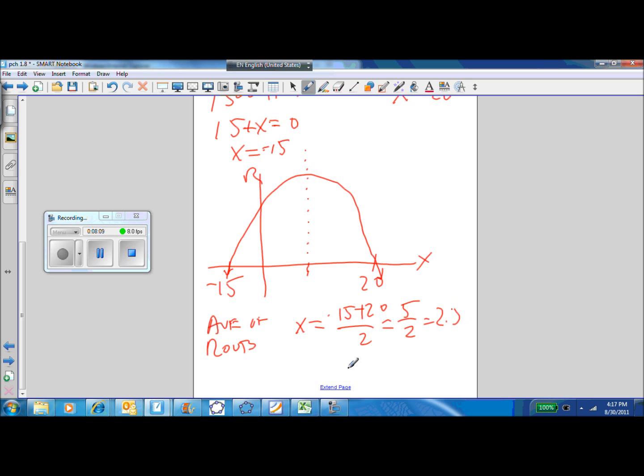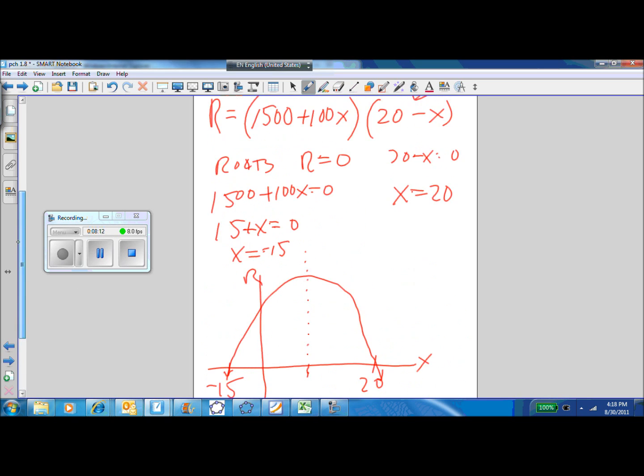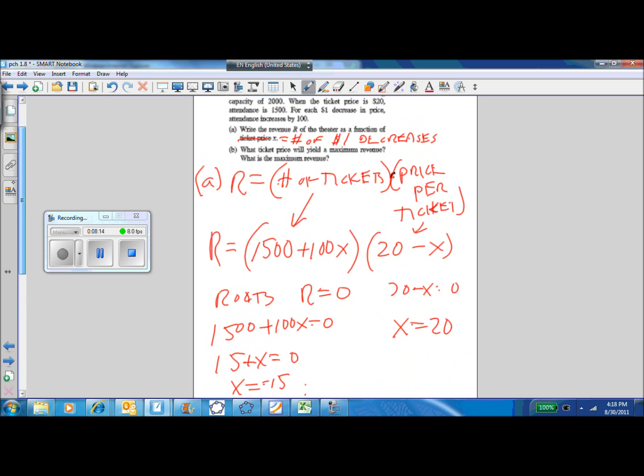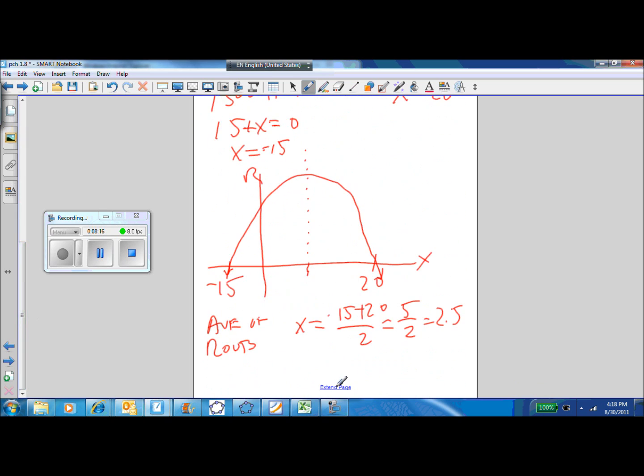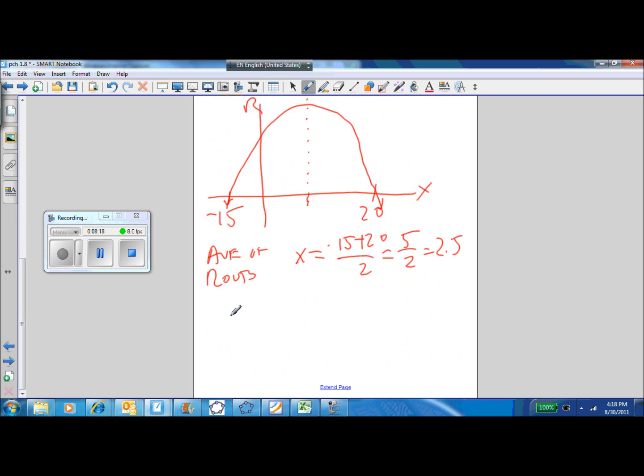So, basically, a $2.50 decrease. See what the questions ask. What price will yield a maximum revenue? What is that maximum revenue? So here's the point. The price will be, as we said, 20 minus x. So that's 20 minus 2.5. So we should sell tickets for $17.50. That price should maximize the revenue. And what will that revenue be?